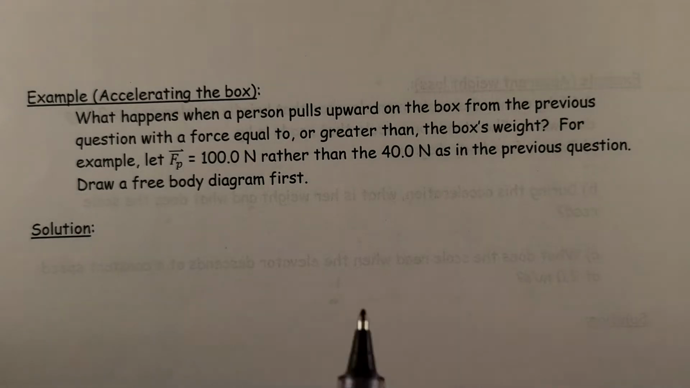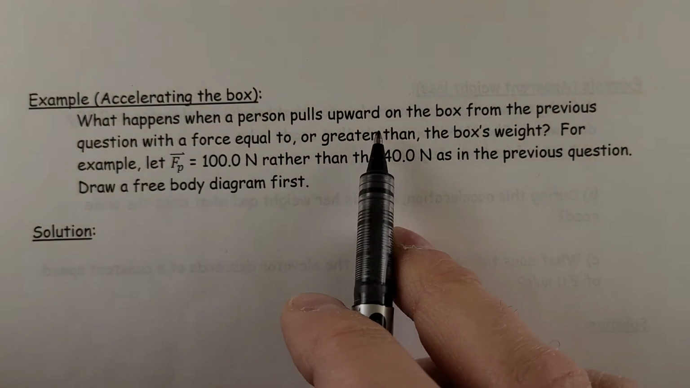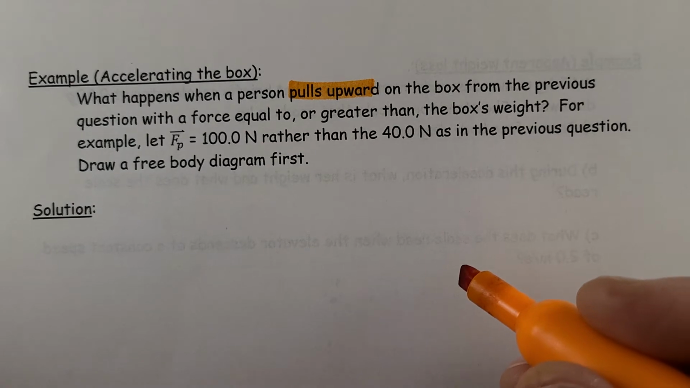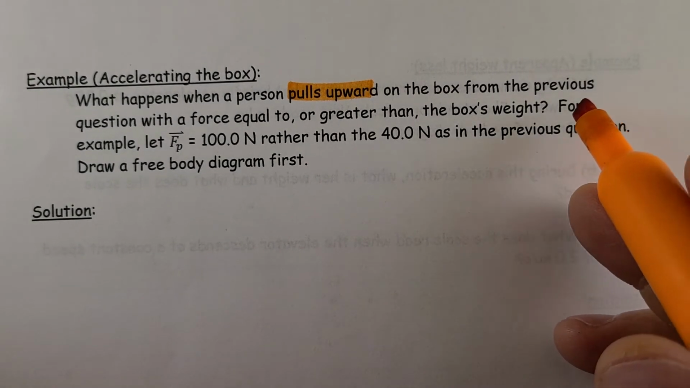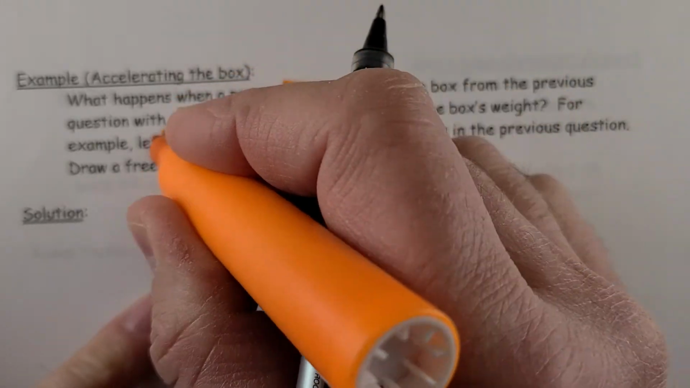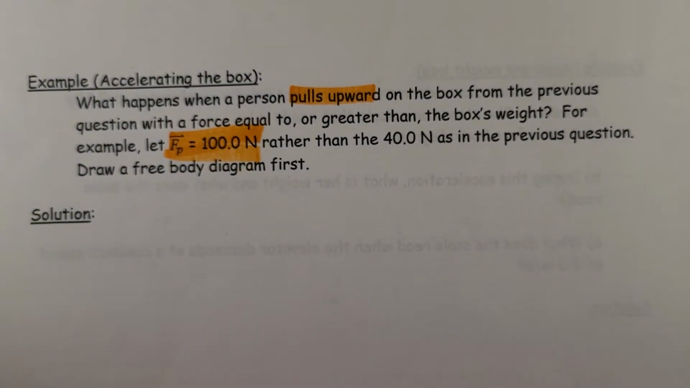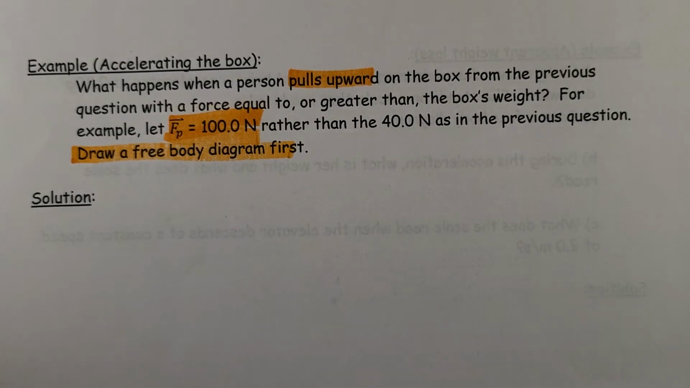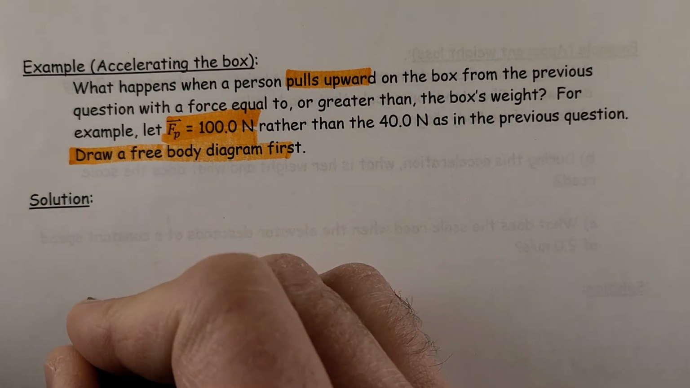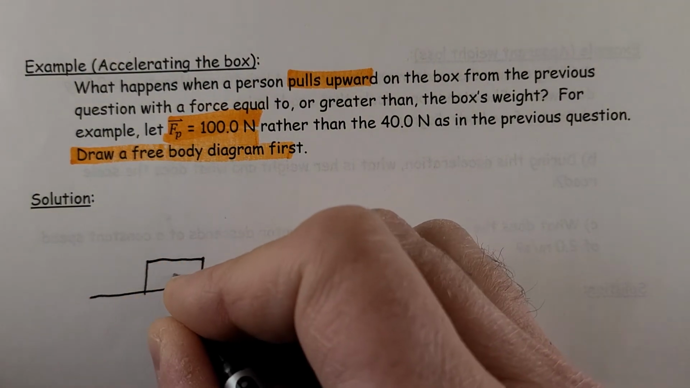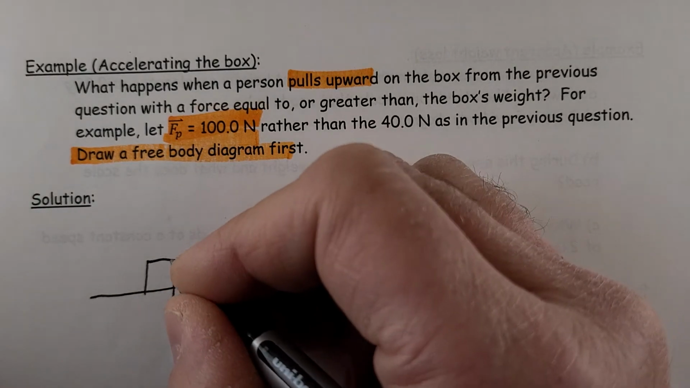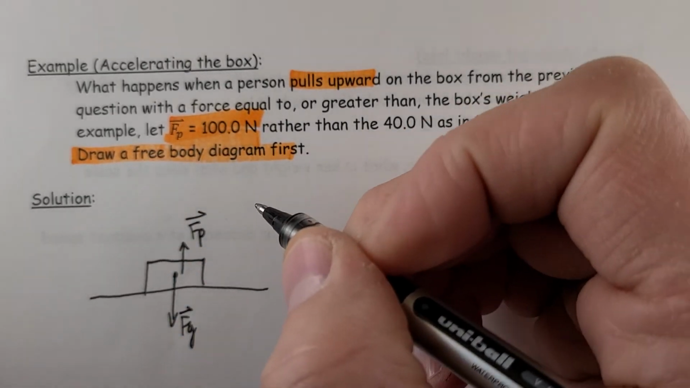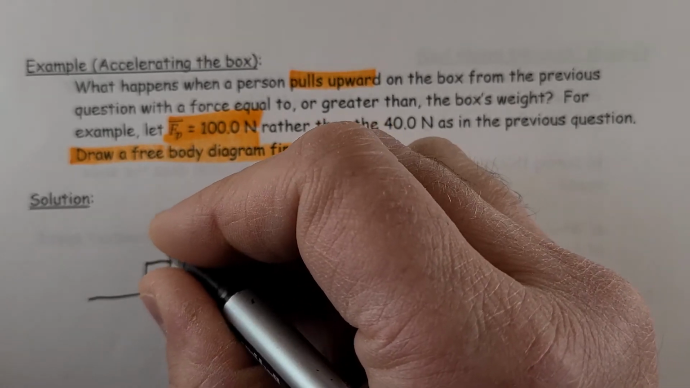All right, so if we look at the next page, let's take a look at something else here. What happens when a person pulls upwards? A person is going to pull upwards on the box from the previous question with a force equal to or greater than the box weight. For example, if Fp is 100 rather than 40 newtons, what happens? You should likely draw a diagram first. It's going to be very similar to the previous diagram. So we'll draw the ground or the table. Fg is pulling downwards, and we have our pulling force in this direction. The length of the arrows, I don't need to worry about that just yet. Then of course we have our normal force.